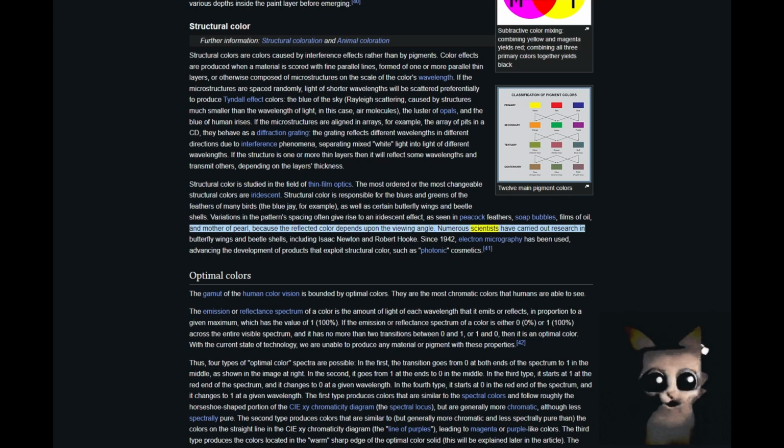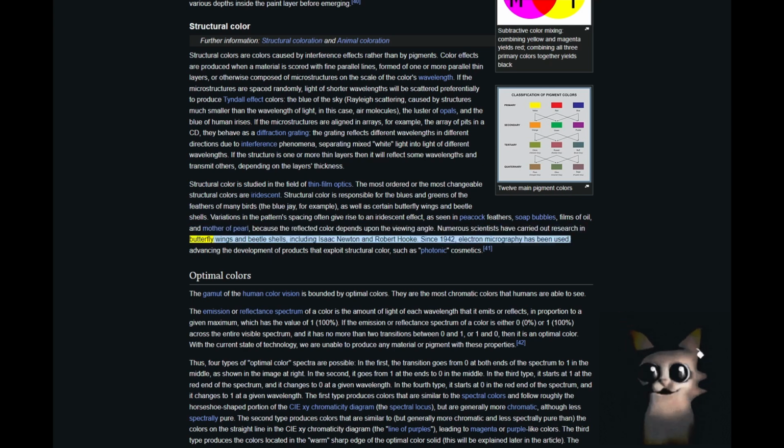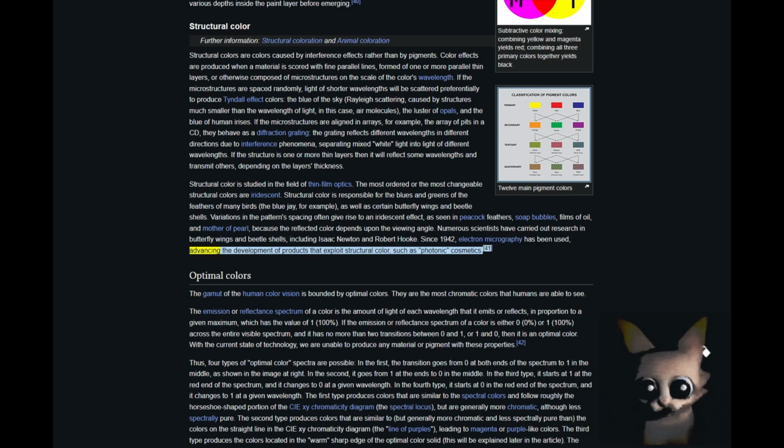Numerous scientists have carried out research in butterfly wings and beetle shells, including Isaac Newton and Robert Hooke. Since 1942, electron micrography has been used, advancing the development of products that exploit structural color, such as photonic cosmetics.